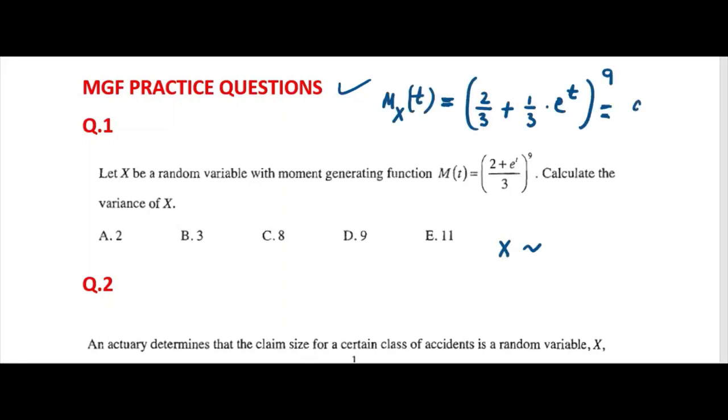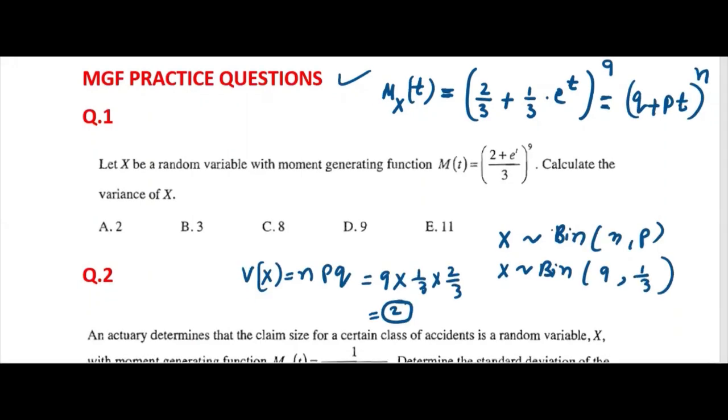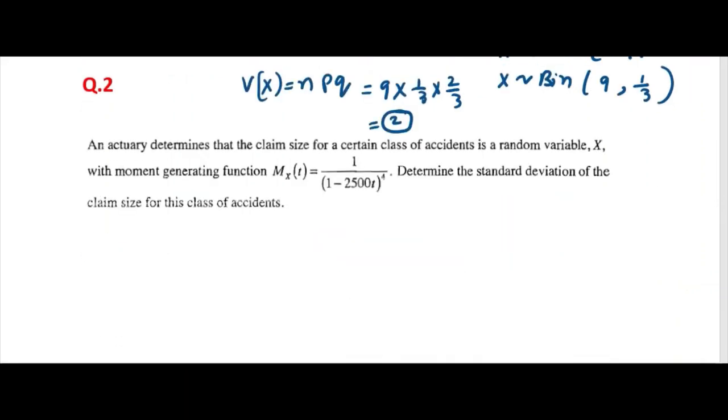Which distribution? (q plus p e^t) power n, right? So this should be binomial, with n is 9 and p is. Now let's go to the next problem. Here M_X(t) is given, and it determines that the claim size for a certain class of accidents is a random variable. With the MGF given, you need to find the standard deviation. If you know the variance, you can take the square root. You will get the standard deviation.